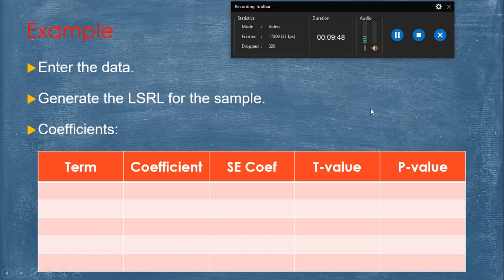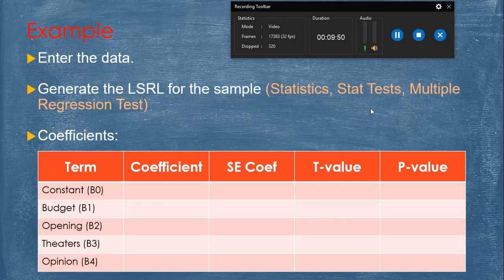Now that your data is in, we're going to go through and generate the least squares regression line for the sample. So what you'll want to do from the spreadsheet is select your wrench. You're going to choose statistics, stat tests, and you might want to scroll through the list, but you want multiple regression tests. The first thing it's going to ask you is how many individual variables. We have 4 contributing to revenue, so you can change that value and hit OK.